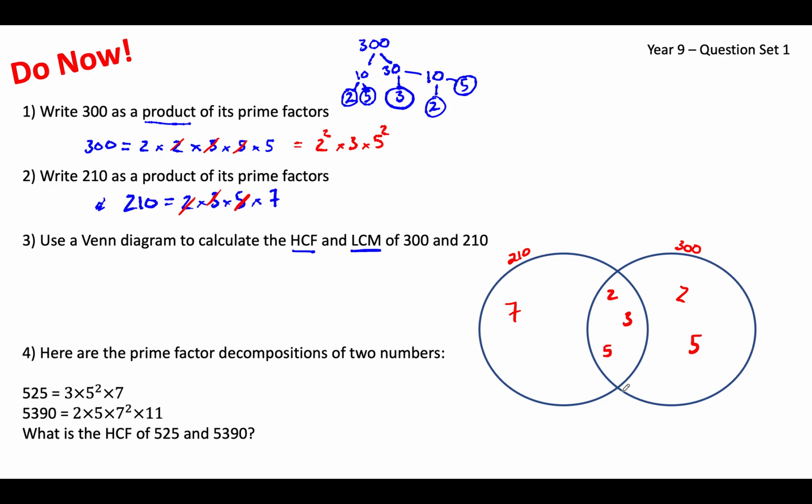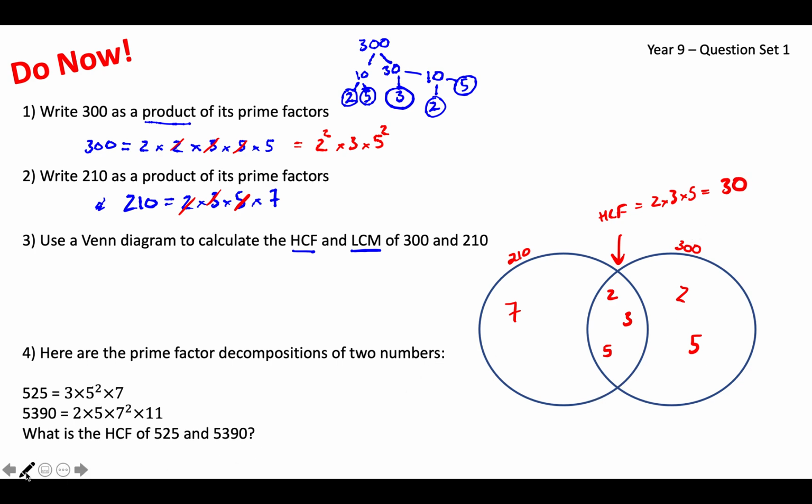Now, the HCF, the highest common factor, is made from multiplying just the numbers in the overlap. So that will be 2 times 3, which is 6, and then times it by 5 is 30. The biggest number that divides both 210 and 300 is 30.